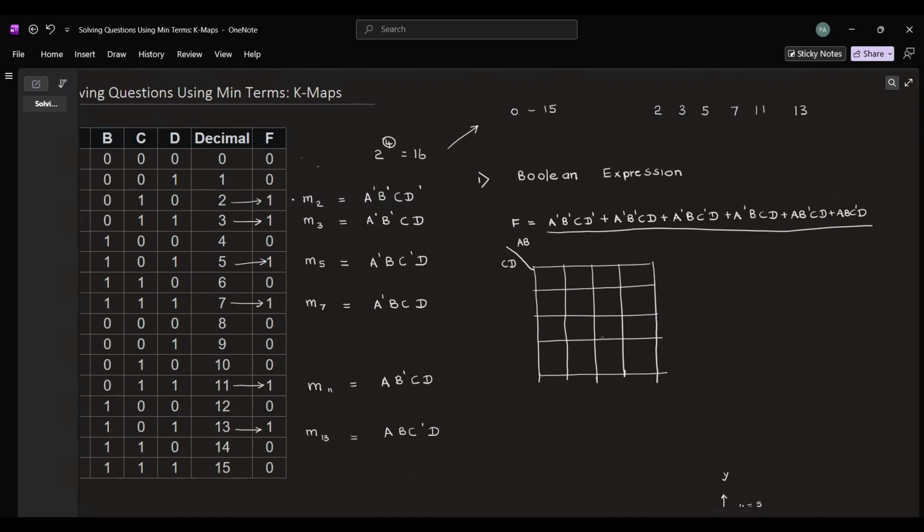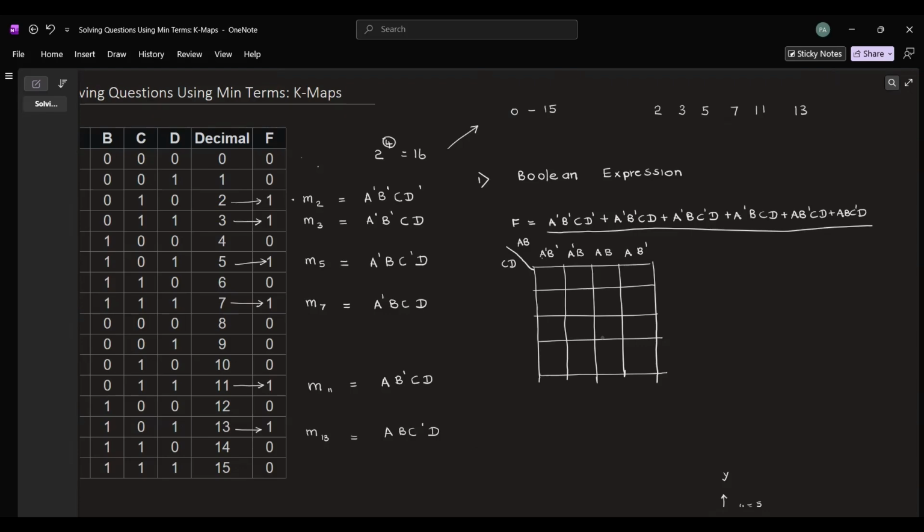Now we have to order this, right? We have to put the combinations in order. We'll start with A bar, B bar, and the next one should be either A bar B or A B bar. So we'll use A bar B. Now we have A bar and A bar here, so it should be A and A here. Here we have B bar and B, so it should be B and B bar.